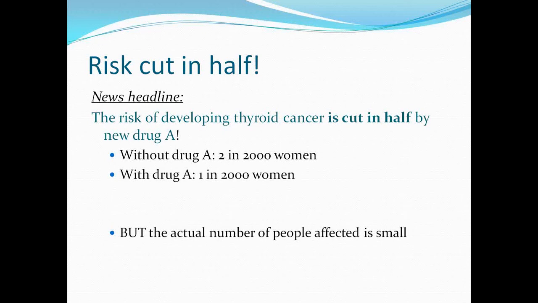So it's just saying that if normally only 2 women of 2,000 women will be diagnosed with thyroid cancer, only 1 in the 2,000 women will avoid being diagnosed with thyroid cancer if all 2,000 women take the drug.